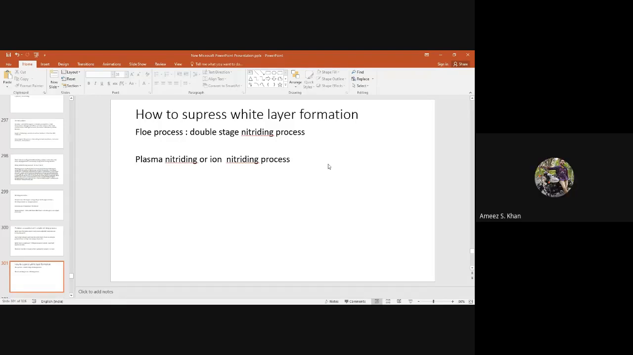At high temperature, ammonia will dissociate, so there will be more nitrogen. At normal temperature, nitrogen and hydrogen will react with each other to form ammonia, so nitrogen content will decrease. So your point is that if you maintain a high temperature, then you can maintain a high nitrogen potential. Yes, sir, temperature.